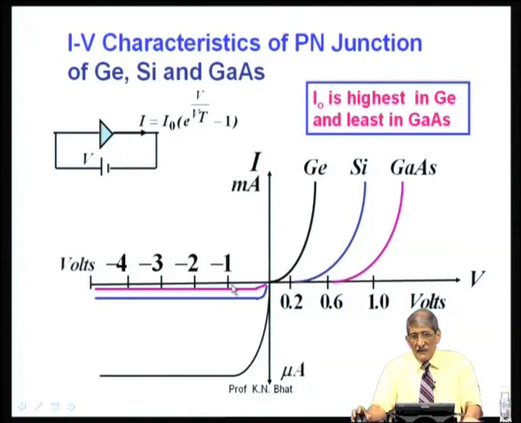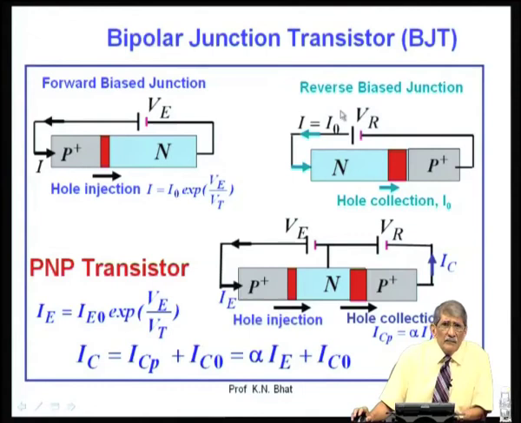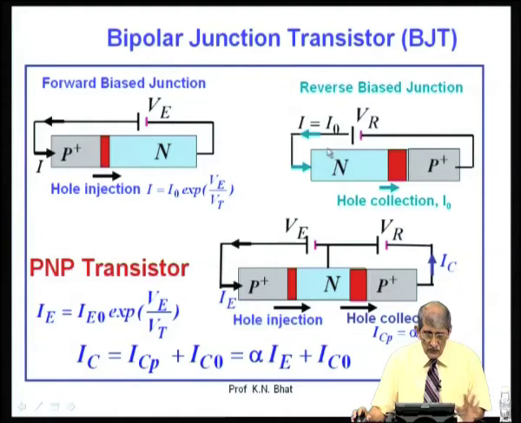So, what we will do now is quickly take a look at the bipolar junction transistor. I do not think I can go beyond the bipolar junction transistor today, and we will finish up this junction transistor. MOSFET I will take up in my next lecture, if I am not able to do it today. I have just drawn these diagrams to go from the PN junction to the PNP transistor. A PN junction has only one junction.